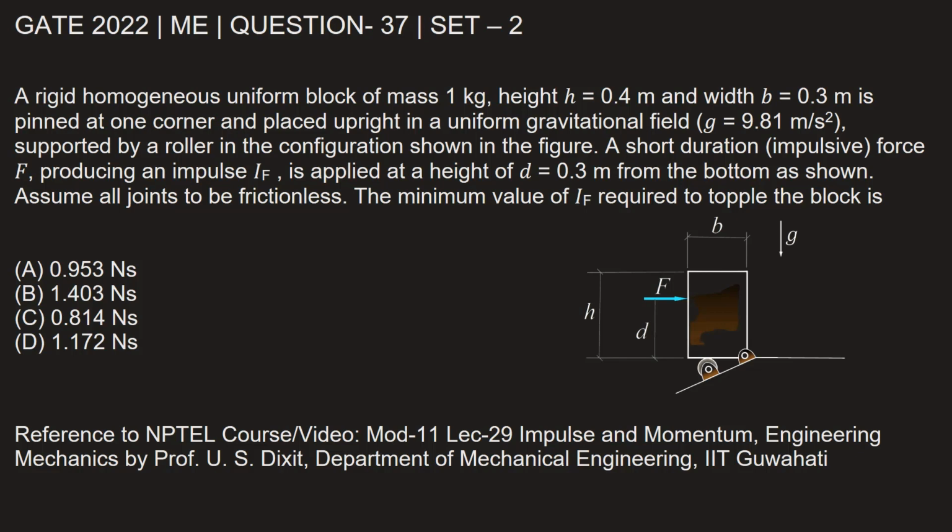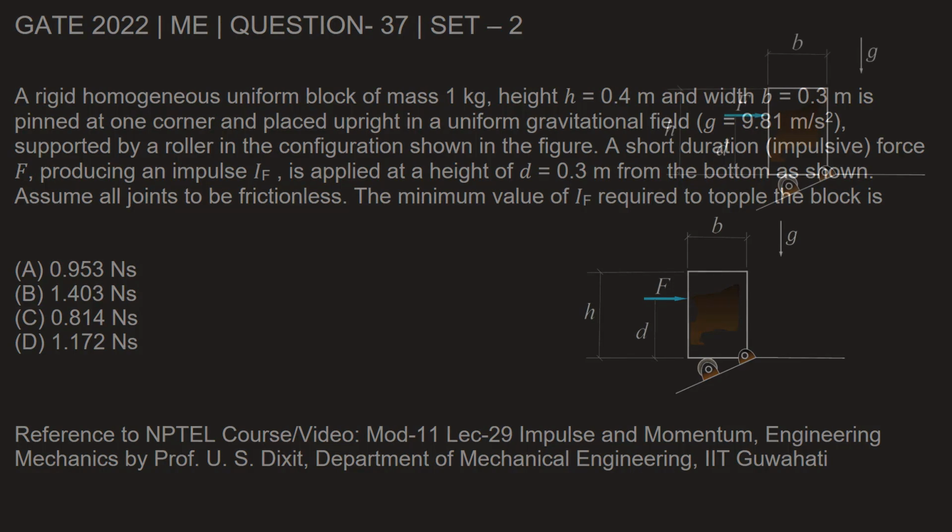A short duration impulsive force F producing an impulse IF is applied at a height of d equal to 0.3 meter from the bottom as shown. Assume all joints to be frictionless. The minimum value of IF required to topple the block is dash.